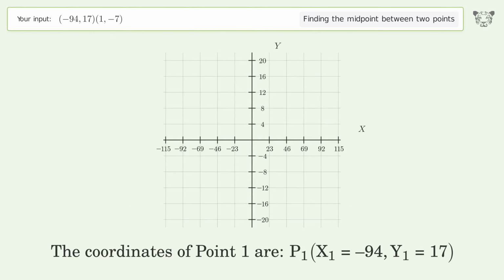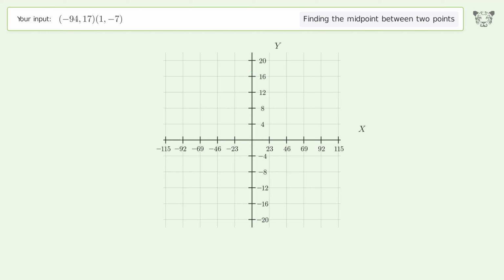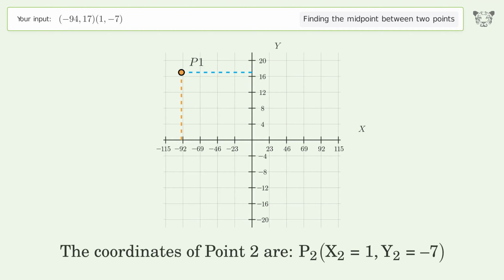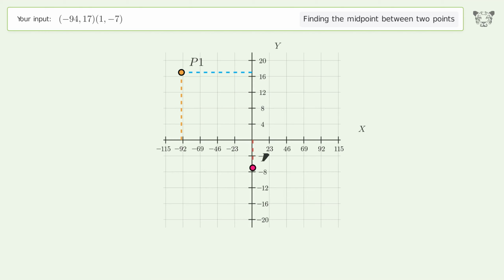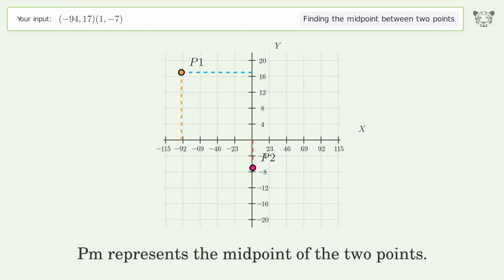The coordinates of point 1 are x1 equals negative 94, y1 equals 17. The coordinates of point 2 are x2 equals 1, y2 equals negative 7. PM represents the midpoint of the 2 points.